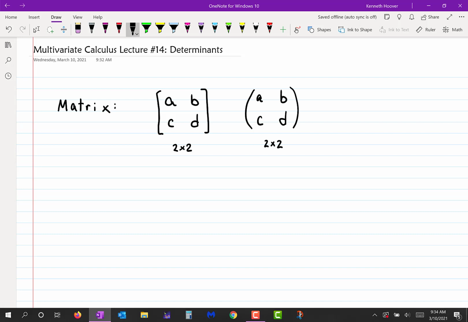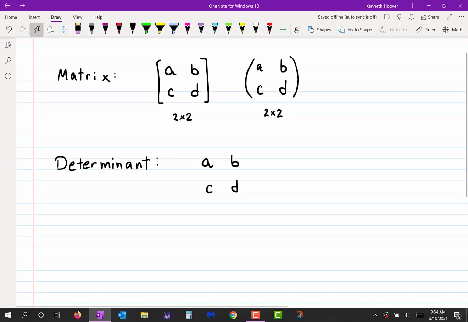Okay, now the determinant of a matrix, you write the matrix. Now this is for a 2 by 2 matrix. You write the rectangular array, and then instead of putting brackets or parentheses around it, you just put vertical lines around it. That means determinant. Okay, and here's how you calculate the determinant.